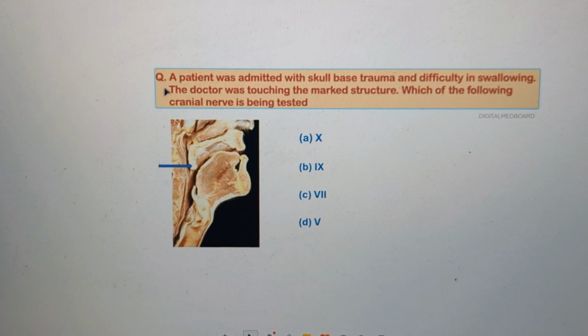We got a question. A patient was admitted with skull-based trauma and difficulty in swallowing. The doctor was touching the marked structure. Which of the following cranial nerve is being tested?